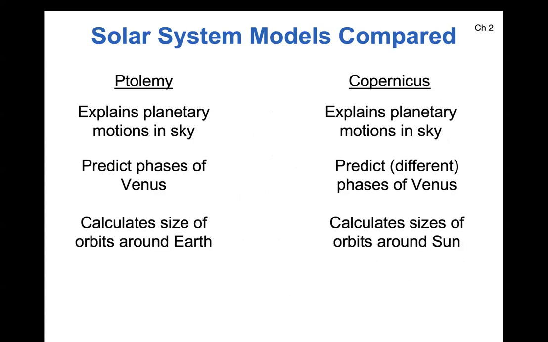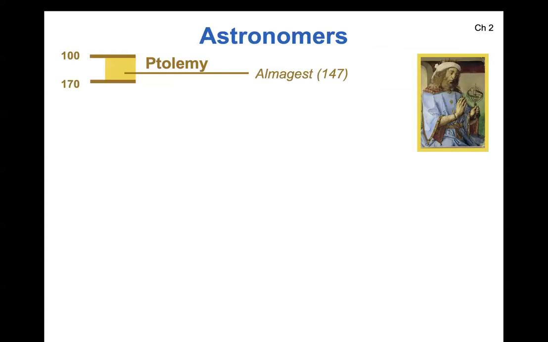Also calculated very different distances, which would then set the groundwork for Kepler's laws, which we'll talk about in chapter 4, which are really key laws, along with Newton's laws, for understanding the physics of planetary motion. It was a simpler model. It didn't require epicycles, no circles on top of circles.